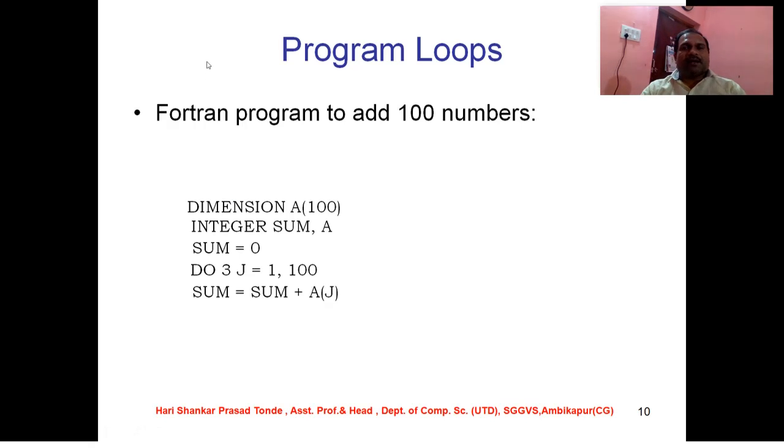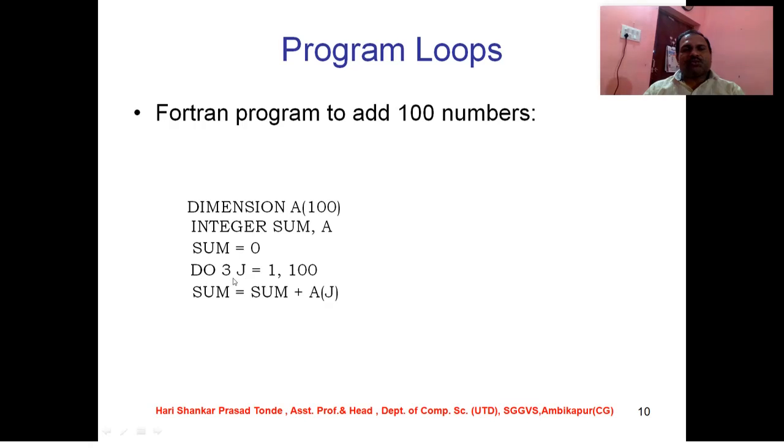As you all know, this is a very simple program. Dimension A(100), this will be the size of the array A, and integer sum, A, this will be the declaration of the variables sum and A, and we are going to initialize sum with 0. This means we are going to add the particular numbers to the sum variable. And DO 3 J equal to 1 comma 100, this means the loop is going to be executed, and in each repetition of the loop we are going to input a new number from the keyboard.